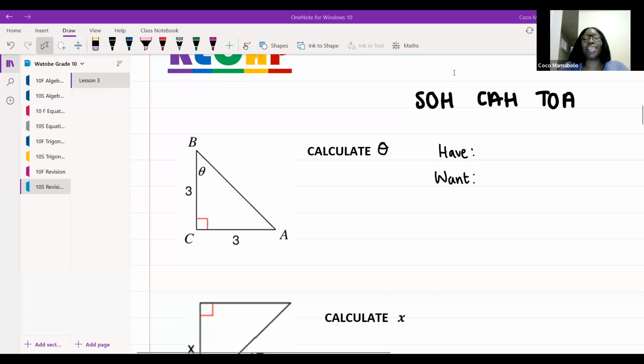Oh, that's it, Lesedi. That's it, excellent. Lesedi's already got everything that's going here. Good. They've given us, here's my angle, in relation to my angle, this is my adjacent side, and this is my opposite side. Good. So what have they given us? They've given us opposite and adjacent. What are we looking for? We're looking for our angle theta.